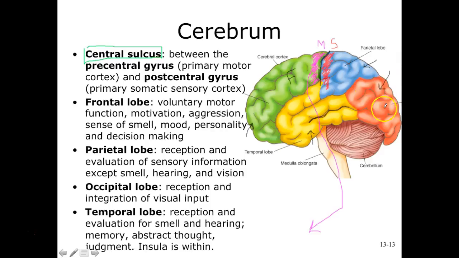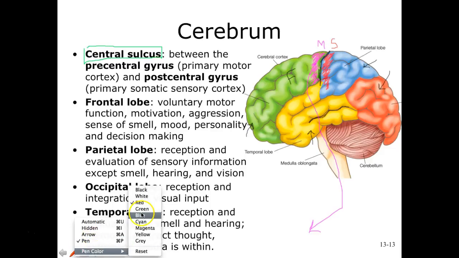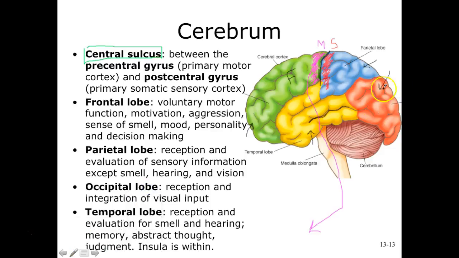We have our occipital lobe, and my label for occipital lobe also got cut off. This is going to have to do with eyesight. So this is my occipital lobe all in red here. Anything having to do with visual input. And then we have our temporal lobe in yellow here. And this has to do with reception and evaluation of smelling, hearing, memory, abstract thought, judgment.